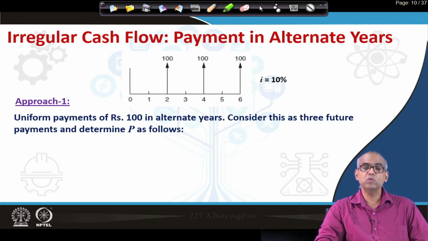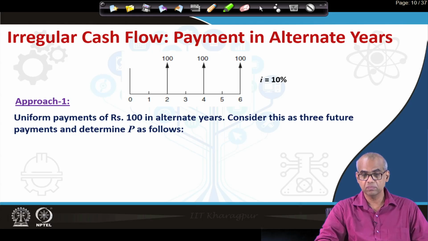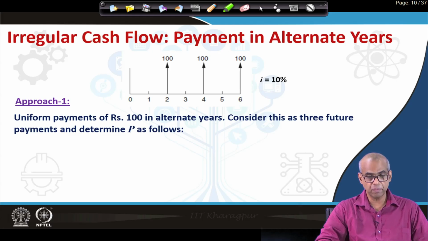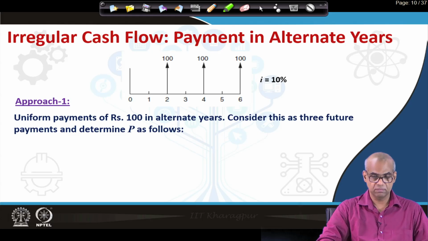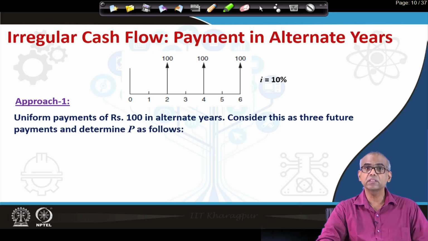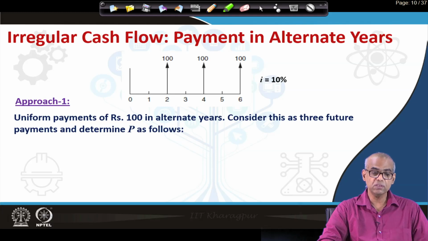Now, let us talk about the second type of irregular cash flow diagram, payment in alternate years. So, look at the cash flow diagram, the payment is at year equal to 2, 4 and 6. Let us consider interest at 10%. So, uniform payment of rupees 100 in alternate years is made. Now, to handle such cash flow diagrams, we have two approaches.